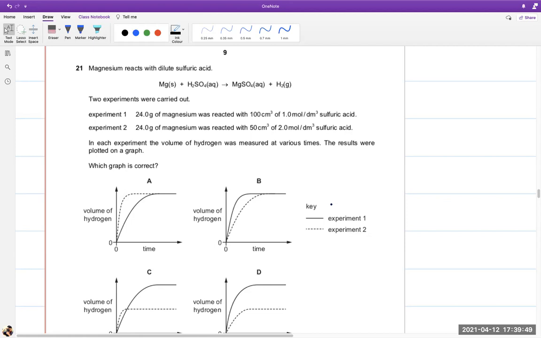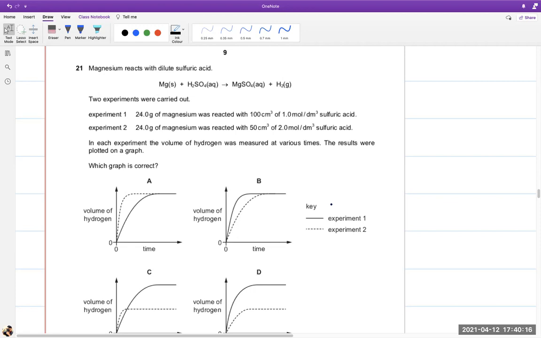Let's see. In the first one, you are going to get 100 times 1. So n equals CV. If you want to convert 100 cm cube to dm cube, you can, but let's keep it simple. 100 times 1 and the other one is 2 times 50. The total amount is still the same, roughly the same. In fact, exactly the same. So the amount of gas produced won't change. So D can't be it, C can't be it, because the number of particles is the same.